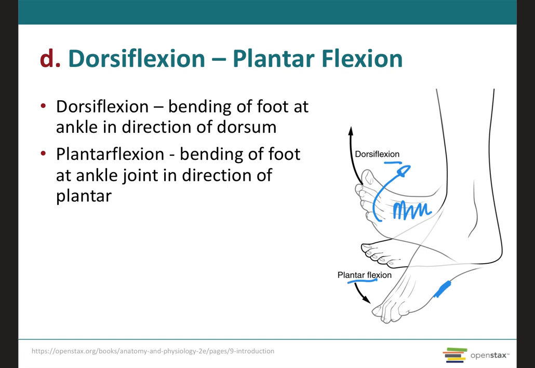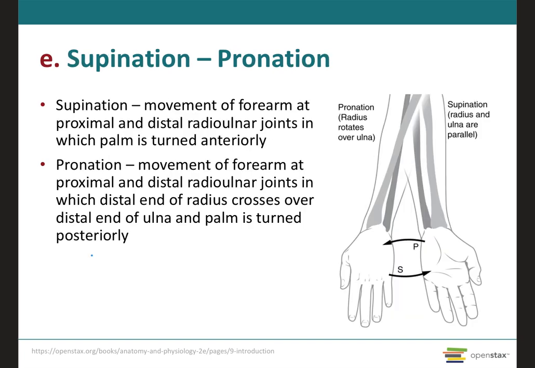Next, we have what we call supination and pronation, and these will occur at the proximal and distal radial ulnar joint. During pronation, the distal end of the radius will be located medially. And when you do supination, it will be the opposite. You're putting the radius back in anatomical position. Therefore, the radius now is located laterally.